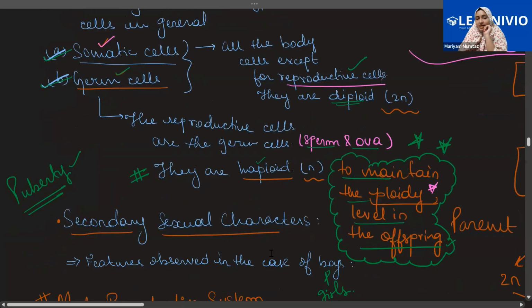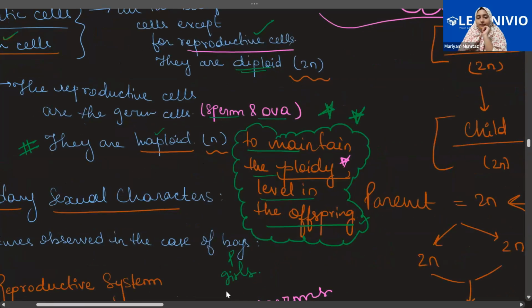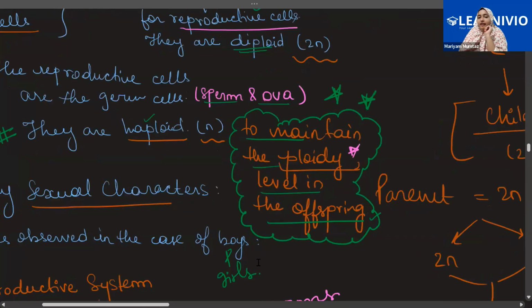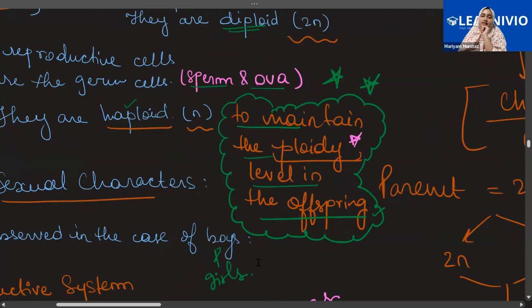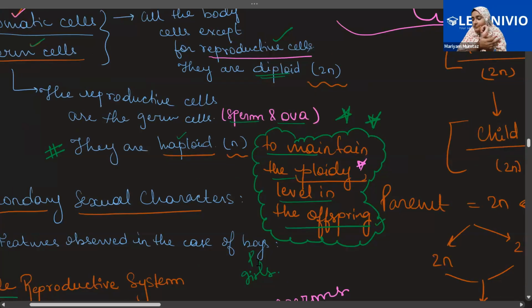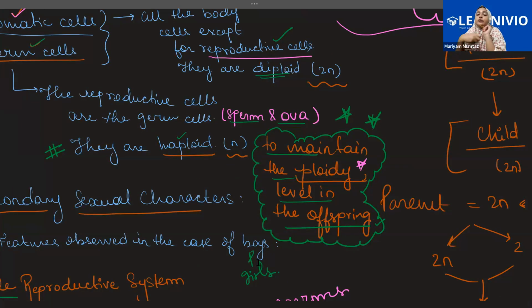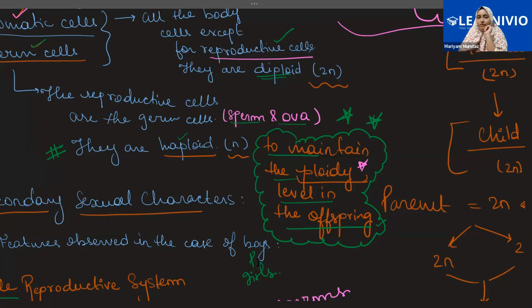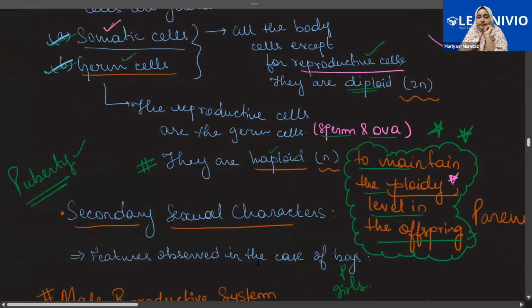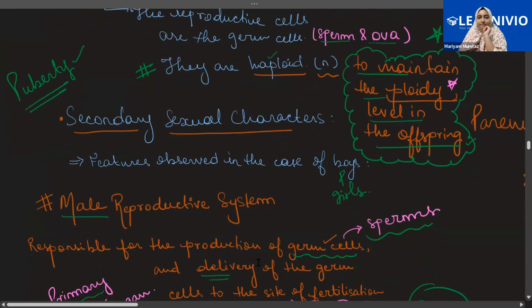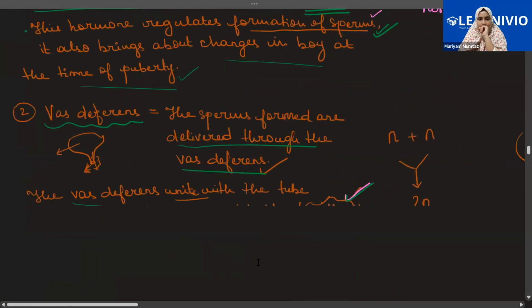Again, the question comes why? It is haploid to maintain the ploidy level in the offspring. For example, if the parent was diploid, then the offspring must also be diploid. So in order to maintain or restore that, the gametes are haploid, just like the answer that you told me. Clear? Yes, ma'am. Okay, wait.